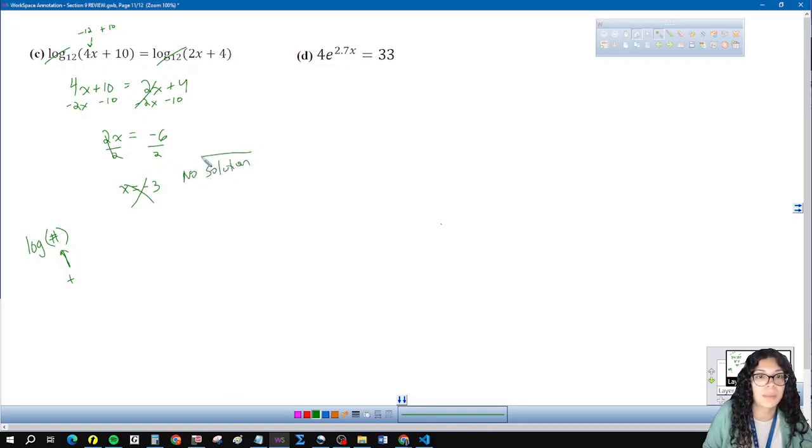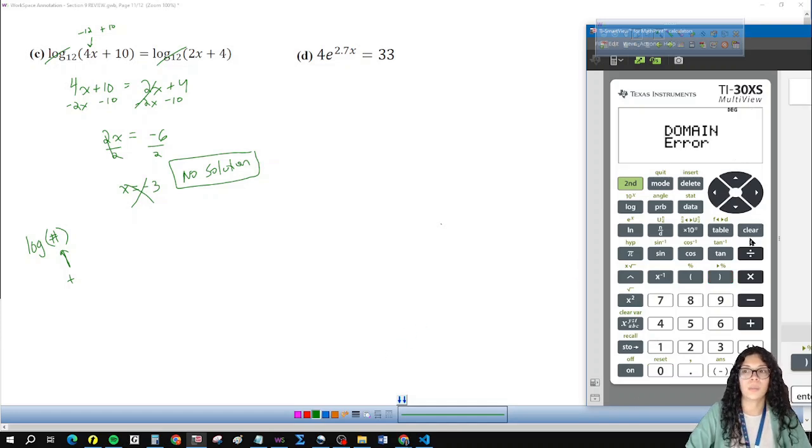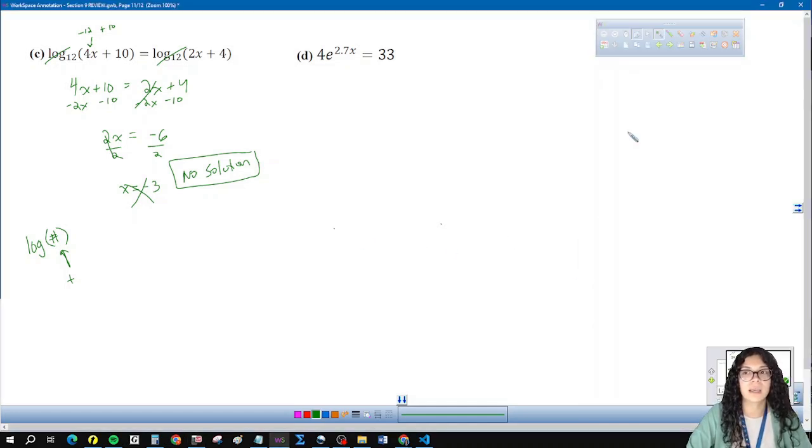If you checked it by plugging it back in, you would see that when I try to do the log of 4 times negative 3 plus 10, to check it, I get a domain error. You cannot take the log of a negative number. So that one gives you no solution.